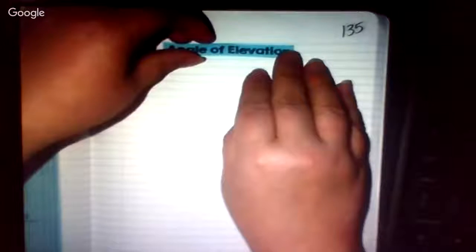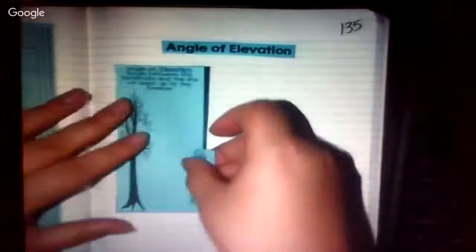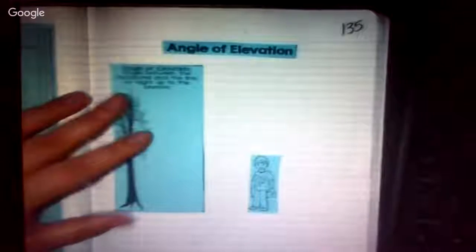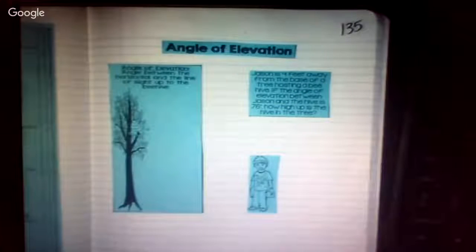Okay. On page 135, you're going to glue in your angle of elevation problem. So you're going to glue in your pieces like this on page 135. You should have your tree, the problem that's talking about Jason, and little Jason.